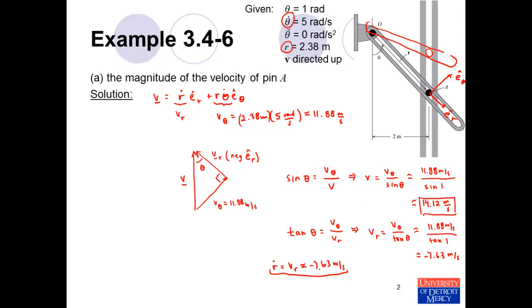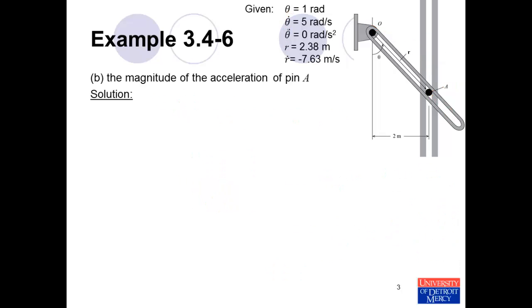So taking that information to the second part of the problem, we need to find the magnitude of the acceleration of pin A. Again, we have the equation for acceleration equals r double dot minus r theta dot squared in the radial direction, plus r theta double dot plus 2r dot theta dot in the transverse direction. Again, I'll put in our coordinate frame.